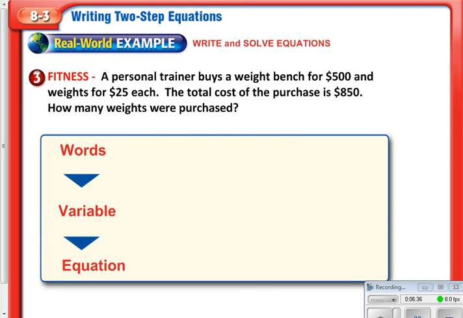Example 3, a personal trainer buys a weight bench for $500 and weights for $25 each. The total cost of the purchase is $850. How many weights were purchased? I'm going to have you go ahead, pause the video here, try to write it out in words, come up with a variable, then an equation, then check back in, and then we'll work through things to solve together.